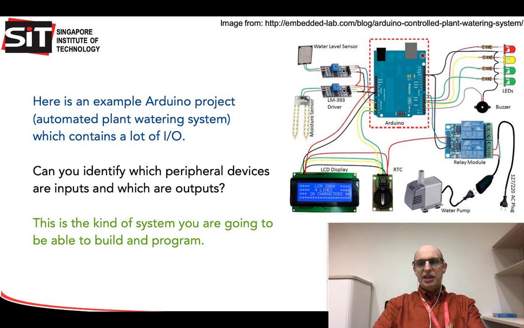But one I've downloaded from the internet is this picture on the right-hand side, which is an Arduino, that's a standard microprocessor board, controlled plant watering system. It contains a lot of I.O. It's not all GPIO. Some of these are different types of I.O., but there's still plenty of GPIO in there. You could take a moment and just identify which peripheral devices there are, and which ones are likely to be inputs, which ones are likely to be outputs. That's a good start. And this is the kind of system you're going to be able to build.